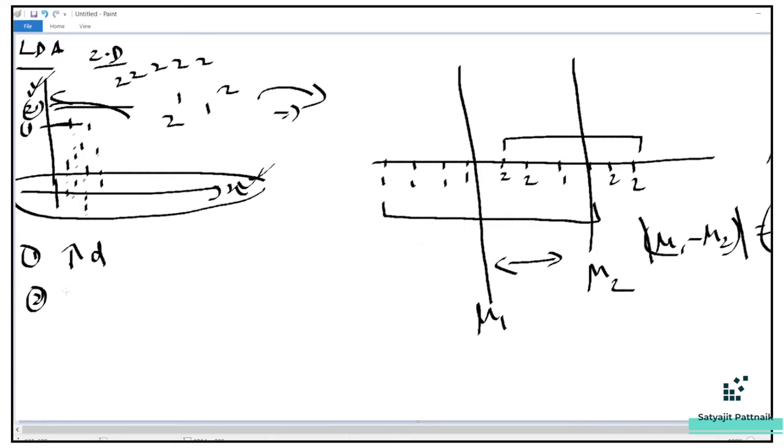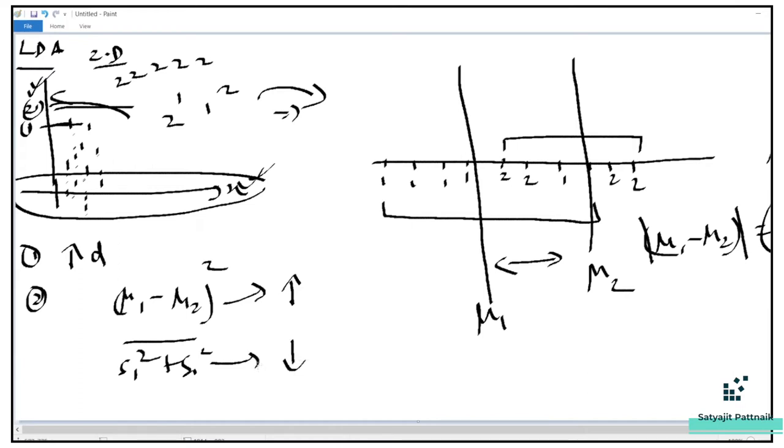This is how LDA works. Second step, minimizing the variation. Now what is variation? LDA calls it scatter, represented by S square. If I talk about this particular (mu1 minus mu2) square over S1 square plus S2 square, our main motive is to increase the numerator and decrease the denominator. Ideally, the denominator should be very small and the numerator very large. We perform the square operation on mu1 minus mu2 because squared values give positive values, right?